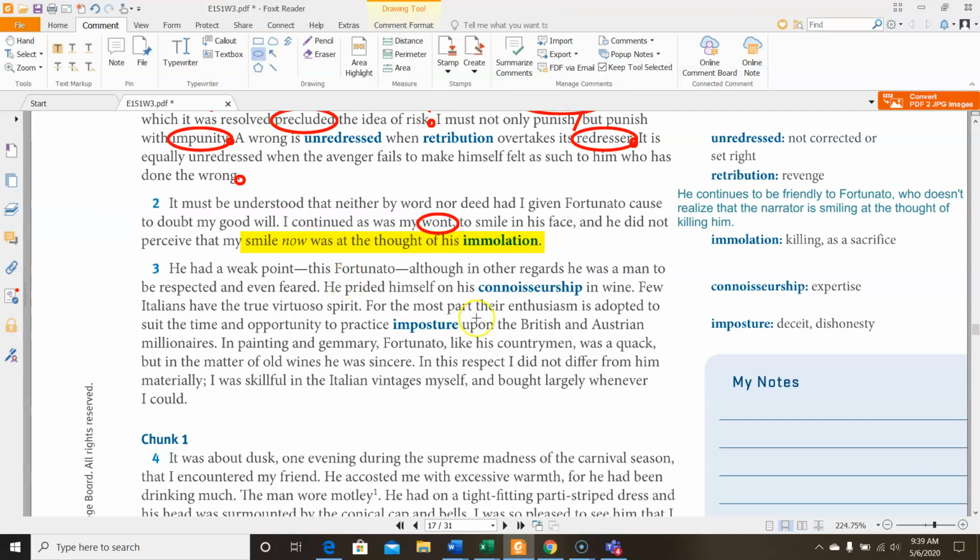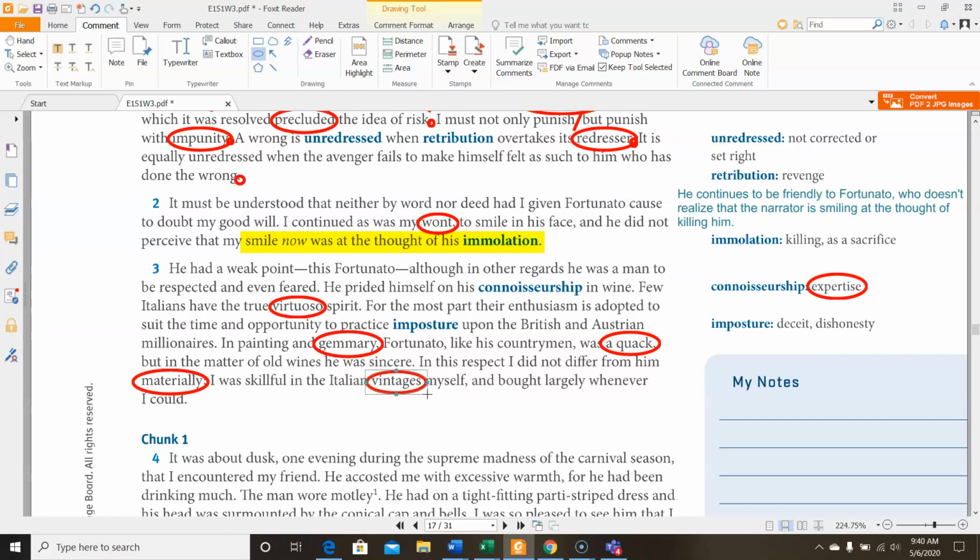So we may not know some of these words. Connoisseurship is expertise. If you don't know what expertise is, it means he's an expert. Virtuoso. Imposture is deceit or dishonesty. Gemmery is like the study of rare gems like rubies, diamonds, sapphires, things like that. If somebody is a quack, you probably know what that means, but I'm going to circle it anyway. And then, I did not differ from him materially. You might not know how materially is used in this case. And then vintages, it's basically a way of saying an old wine.